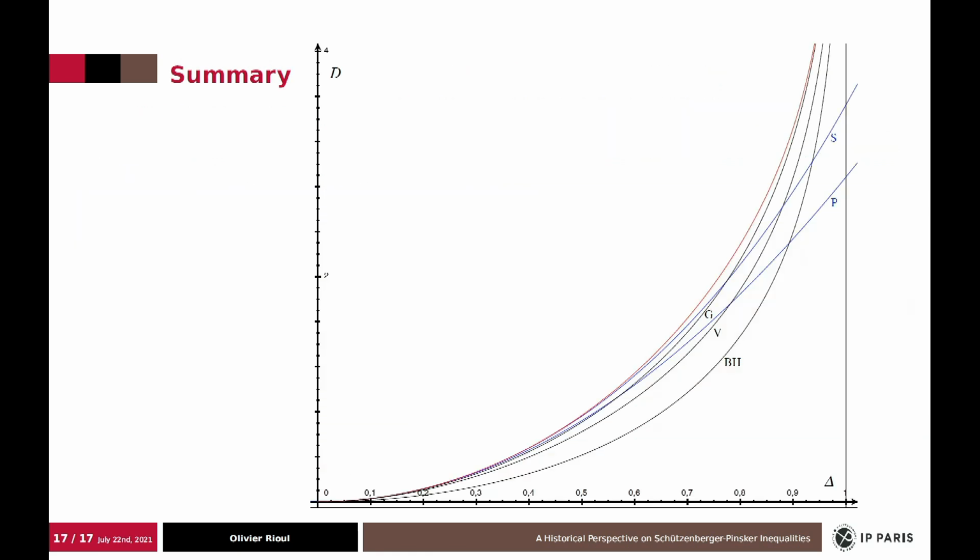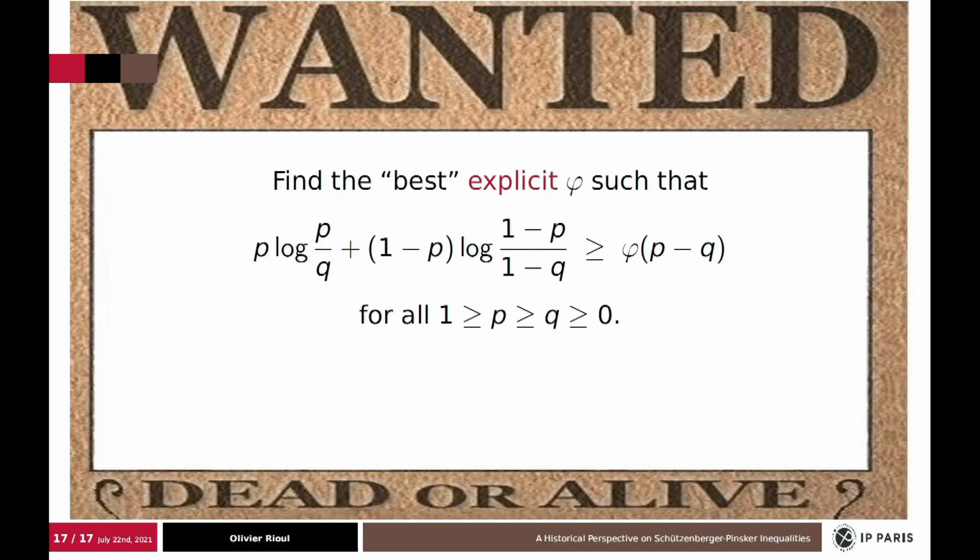And so to summarize, that's about all the Pinsker inequalities we know about. This is Bretagnolle-Huber, this is Vajda, this is Gilardoni, this is Pinsker, and this is Schützenberger, which I talked to you about. If you'd like to break the record, you just have to find the best explicit function phi, which satisfies this inequality. So it's up to you now. Thank you.